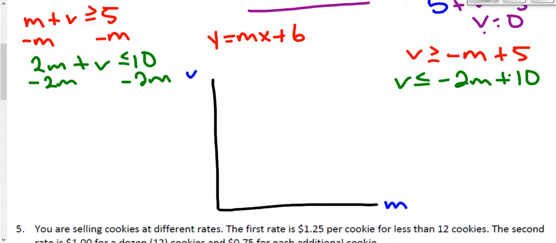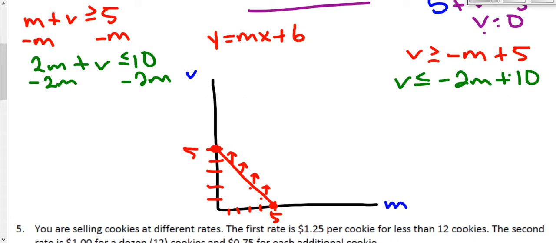I'm going to start by graphing my equation in red, which is going to start with a y-intercept of positive 5 there, and it has a slope of negative 1, so it goes down 1 over 1, down 1 over 1, down 1 over 1, so it's going to hit the x-axis here at 1, 2, 3, 4, 5. There. Now this is an inequality, and it says that v has to be greater than or equal to this number. So it has to be everywhere above this line. It has to be greater than or equal to.